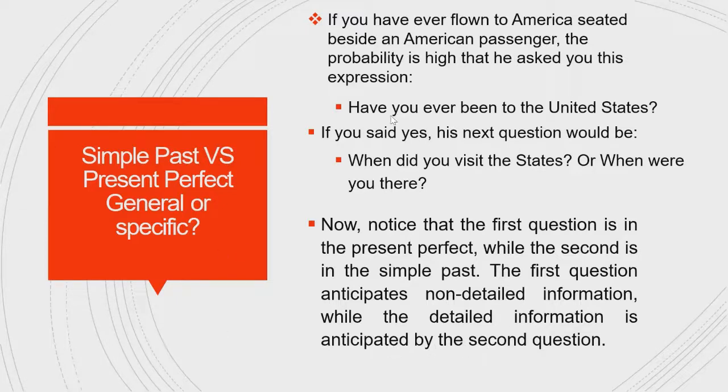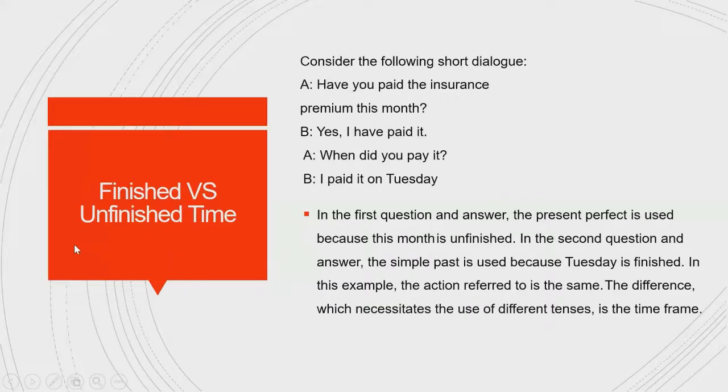Jadi, kata have you ever been itu menunjukkan jawabannya not specific atau not detailed. Untuk mengantisipasi jawaban yang tidak detail, maka pertanyaannya menjadi have you ever been ya. Kemudian kalau memang jawabannya yes, maka pertanyaan berikutnya adalah memakai past tense karena akan refers to detailed information atau definite information ya. Kalau jawabannya yes.